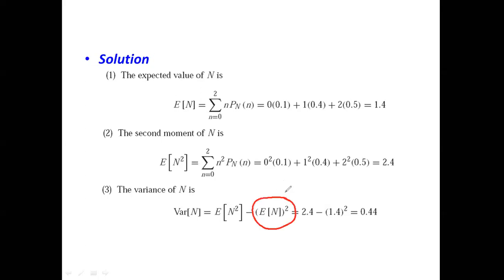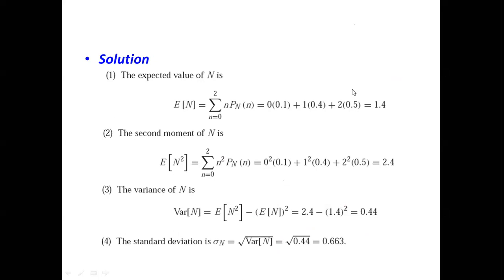So this one will be squared. So what was that? 2.4 minus 1.4 squared, and that will be 0.44. So we have made a mistake, and that one actually is a square. It's not a difference, it's a square. And then the square root of the variance, we have got this 0.663. Is it clear to everyone?